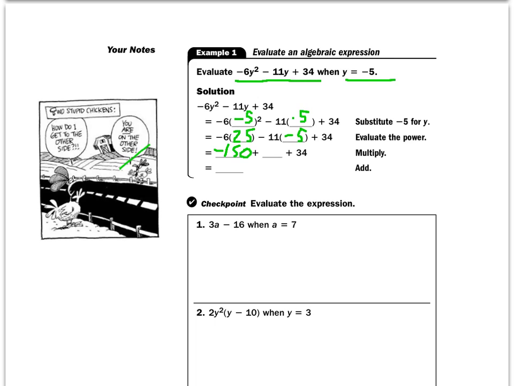And then this is going to be a plus minus. Remember last section I said there's no such thing as subtraction anymore. We're going to be adding negatives. So I'm going to turn that to a plus minus. Negative 11 times negative 5. Negative times a negative makes a positive 55. And then I add all of those things together, and I get negative 61.